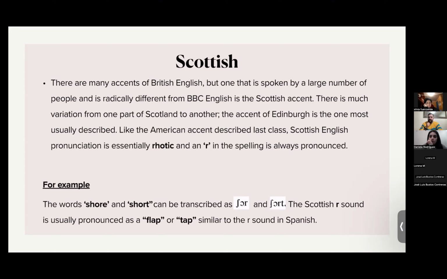So the Scottish accent is very different from the British one, the standard British accent. First of all, there are many accents of British accent, but one that is spoken by a large number of people and is radically different from the British one is the Scottish accent.